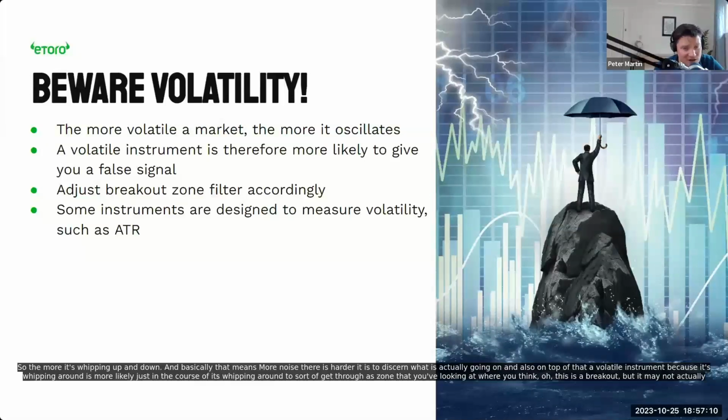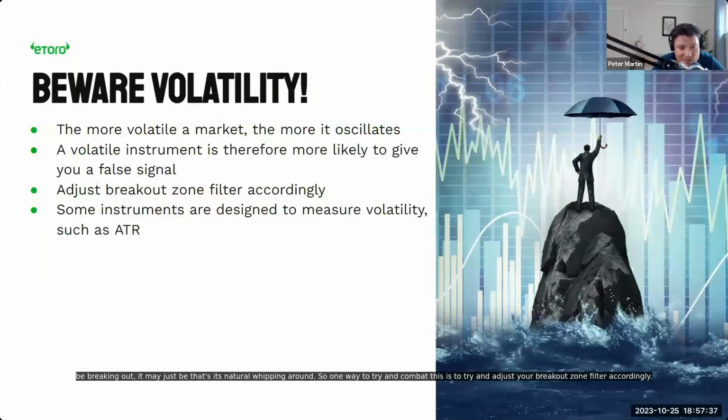The more volatile the market is, the more it oscillates, so the more it's whipping up and down. And basically that means the more noise there is, the harder it is to discern what is actually going on. And also, on top of that, a volatile instrument, because it's whipping around, is more likely, just in the course of its whipping around, to get through a zone that you're looking at where you think, oh, this is a breakout, but it may not actually be breaking out. It may just be its natural whipping around.